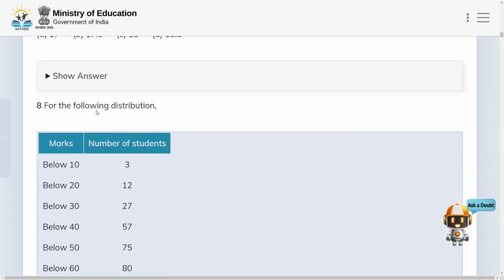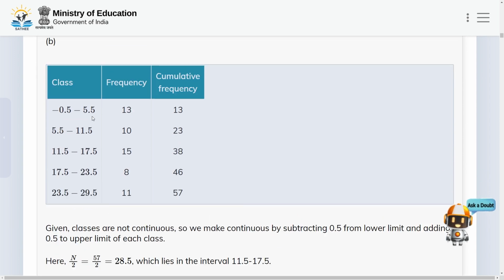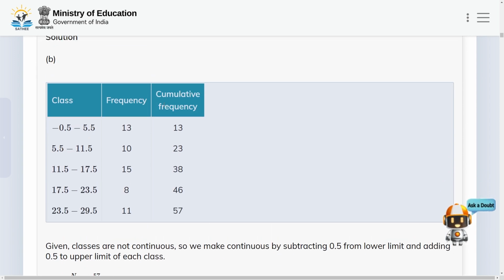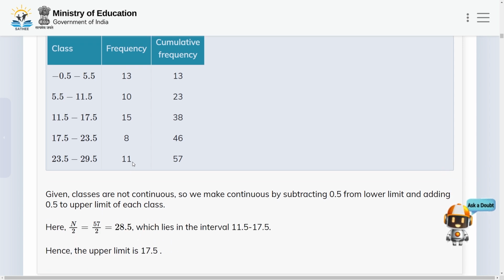So let us find. First of all we can make a table for class, frequency, and cumulative frequency. For this interval, the cumulative frequency is 13. For this interval, cumulative frequency is 23. For this interval, cumulative frequency is 38. For this interval, cumulative frequency is 46. And for this class interval, the cumulative frequency is 57. If we add them, we get 57.